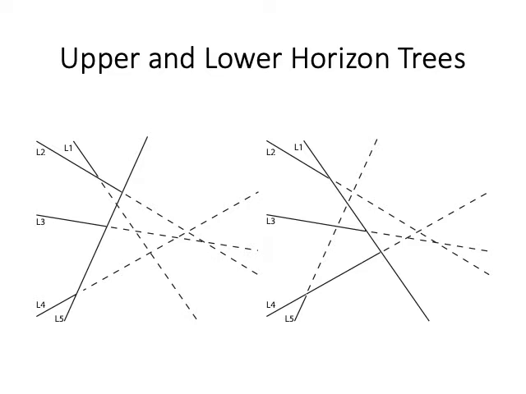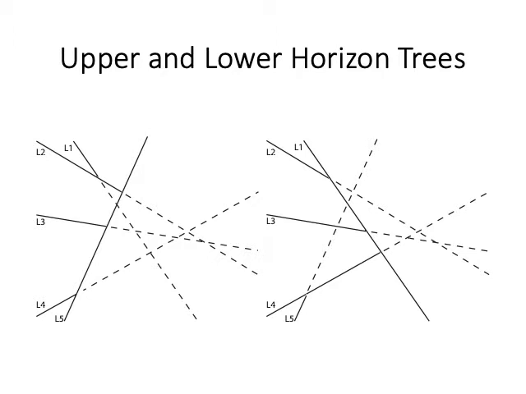The data structures for the topological sweep are the upper and the lower horizon trees. On the left is the upper horizon tree. When two lines meet, the line coming from below has a higher precedence in the upper horizon tree. On the right is the lower horizon tree. When two lines meet, the line coming from above has a higher precedence.